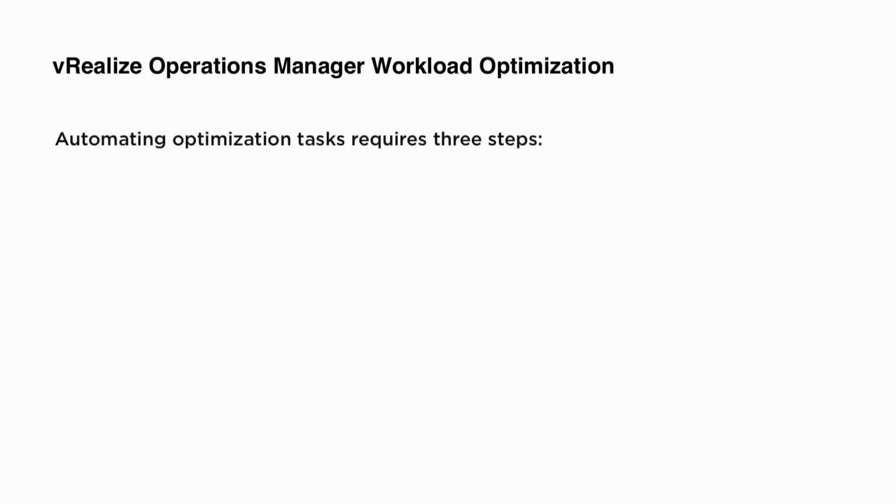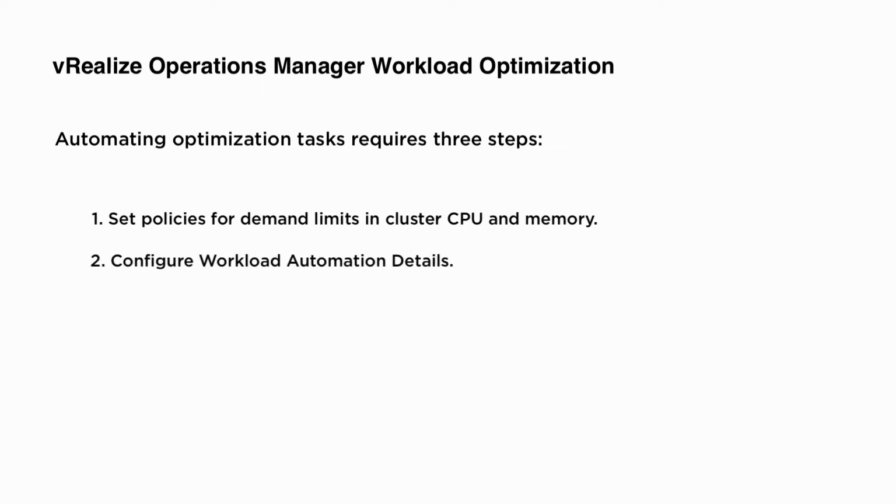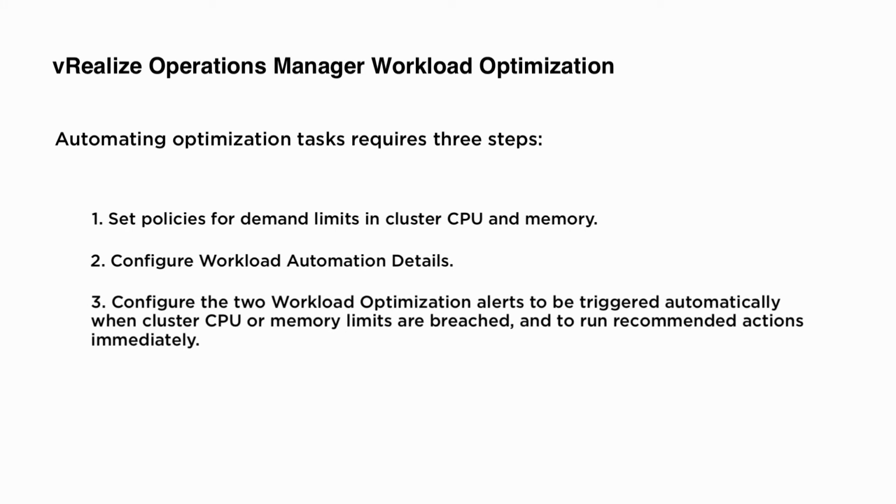Automating optimization tasks requires three steps. Step 1. Setting the policies that define demand limits for cluster CPU and memory. Step 2. Configuring the workload automation details to support the policies. Step 3. Configuring the two workload optimization alerts to be triggered automatically when cluster CPU or memory limits are breached, and to run recommended actions immediately. This video describes the instructions for Step 3.